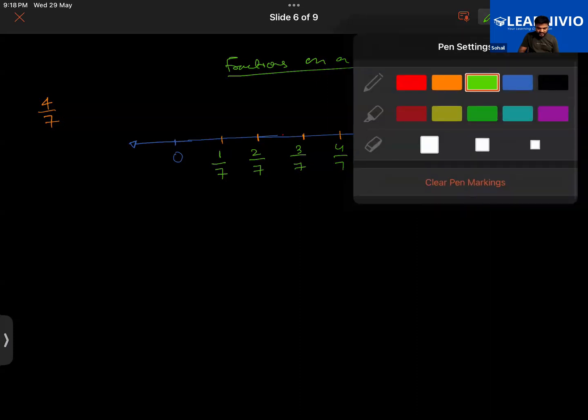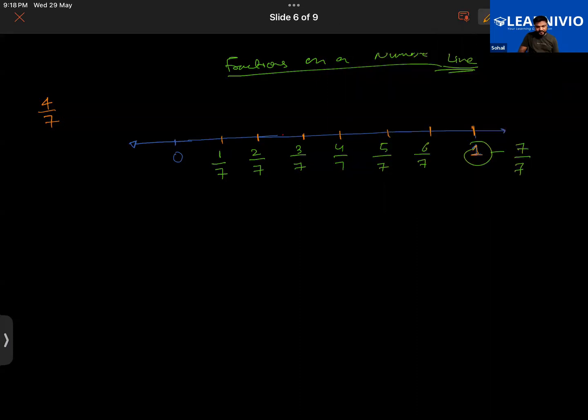And what do we know? 7 upon 7 is basically, 7 and 7 cancel, and you're left with 1 upon 1. 1 upon 1 is basically 1. So where do we write 4 upon 7? Where is it? Here it is, in between. So this is your 4 upon 7.